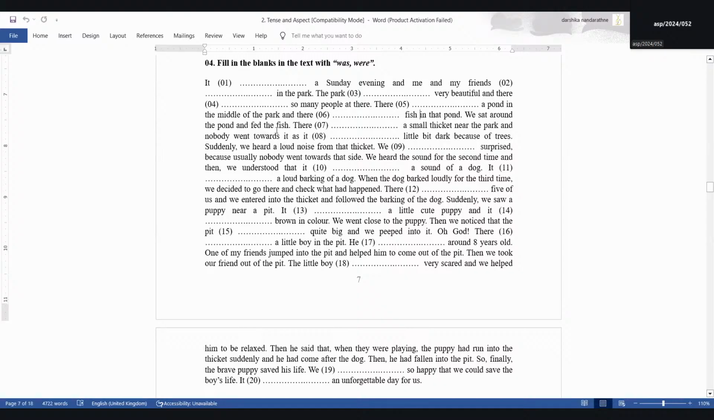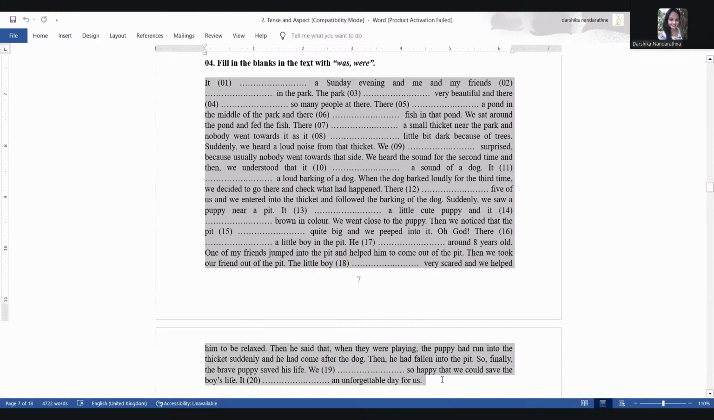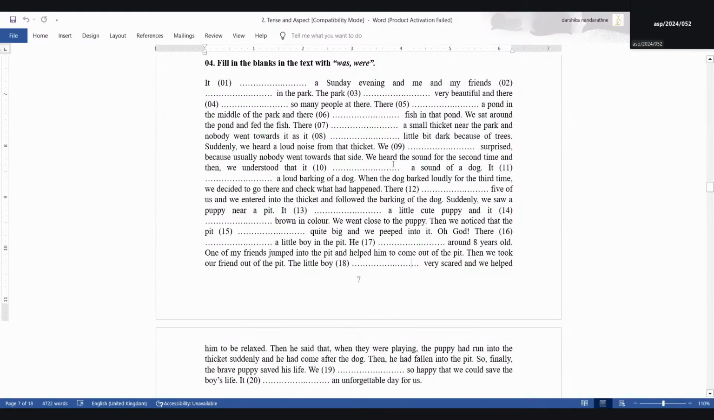Yes, Pute. Why can we not use is in the fifth answer, that there is a pond instead of was? There was a pond in the middle of the park. No, I'm asking why we can't use is. Because the whole paragraph is about a past incident, Pute. Okay. Thank you, sir. Thank you, miss.